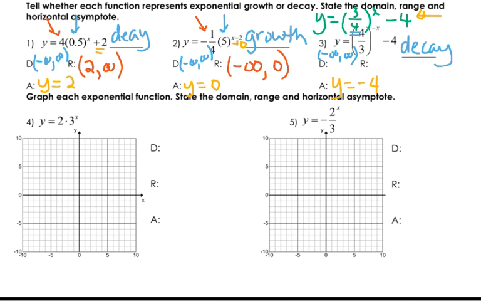Range deals with the a value. There's actually a 1 in front that we don't really write. It's a positive 1, so that means that my range will start at -4 and it's going to be above it, so it's going to go all the way up to infinity. Let's look at some graphs.